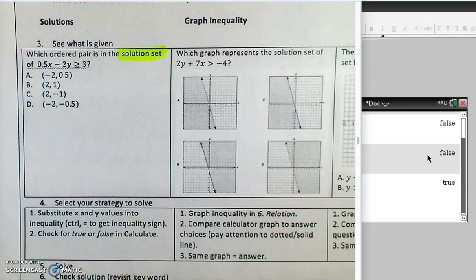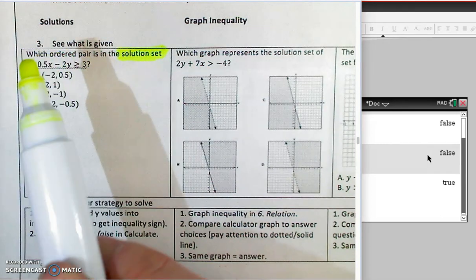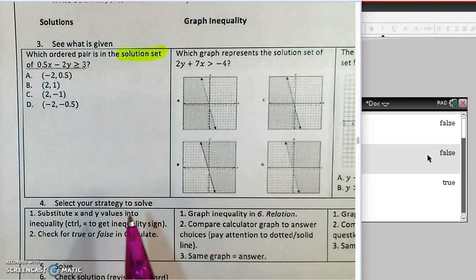Anytime it says solutions and you have these ordered pairs or points, these are x and y values that we can actually substitute into the equation. So for our strategy, we are going to substitute the x and y values into the inequality, and just like you can do with an equation, check for true or false in your calculator.